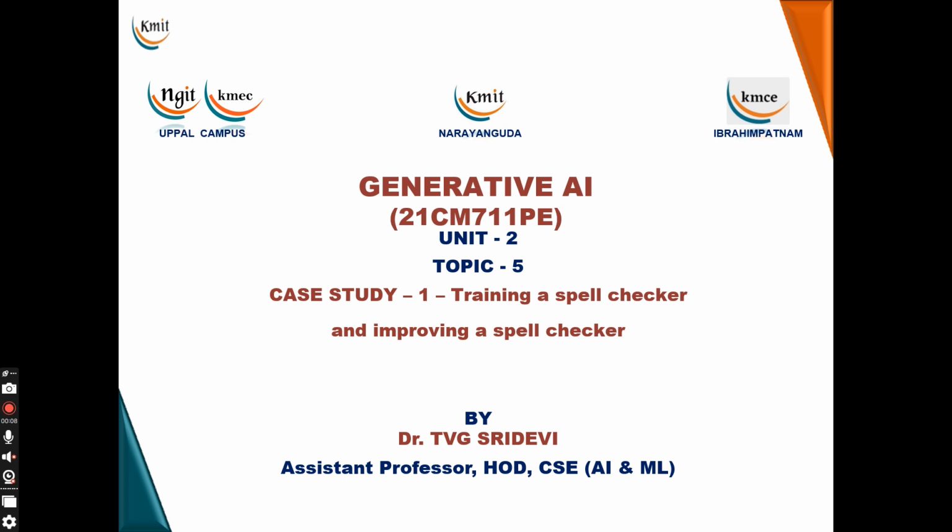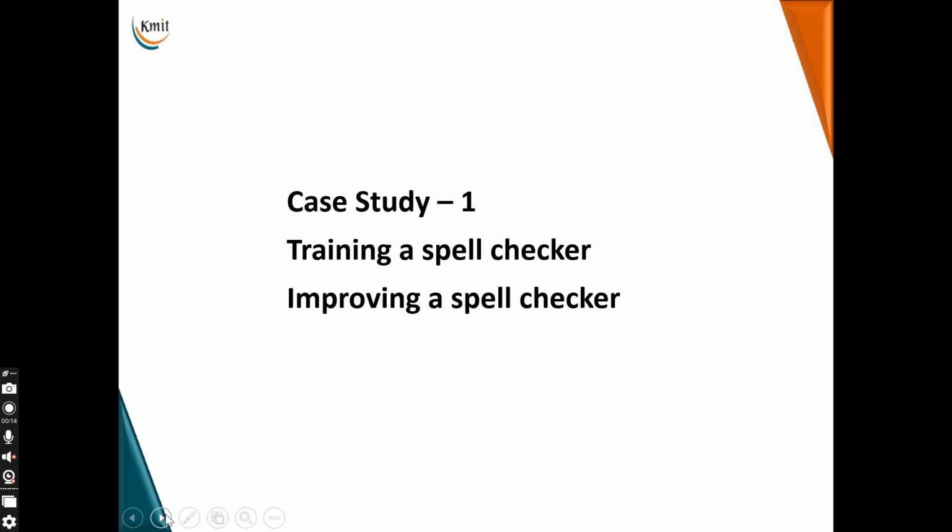Hello everyone. As part of learning generative AI, now we shall see the next topic, training a spell checker, improving a spell checker. In the previous session, we have introduced what exactly a spell checker is doing, what are the baseline characteristics of a spell checker, and where exactly we are facing problems with the baseline conditions.